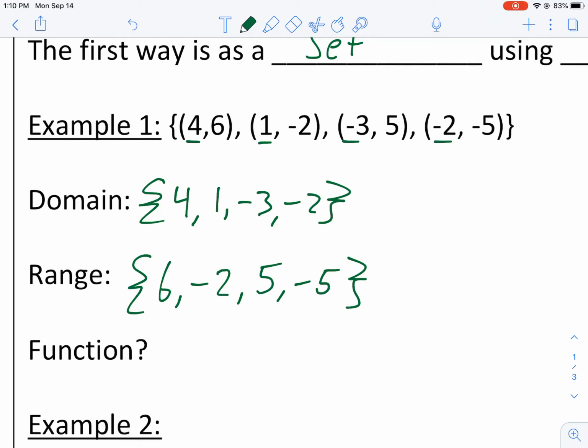Now, is this a function? The way to tell it's not a function is if any of your inputs can go to multiple outputs, which here is not the case. We have 4, 1, -3, and -2. So none of those inputs repeat, so all of the inputs only have one output. So is this a function? Yes.